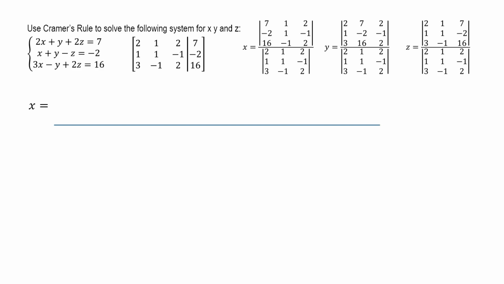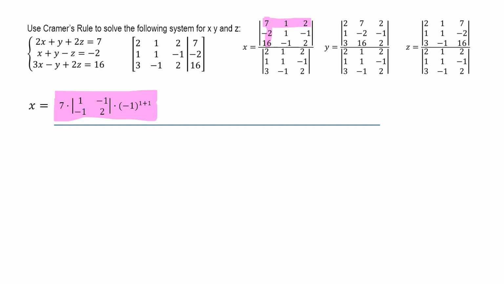So the first thing you're going to do is choose which column you're going to work with in this determinant in the numerator for x. I'm going to work with the first column just because it leaves me with all the really simple numbers for the 2 by 2 determinants. So the first thing I'm going to do is find the minor of 7. I'm going to cross out the first row and first column where 7 lives, and I'm going to have 7 times the determinant of what's left, 1, -1, -1, 2.